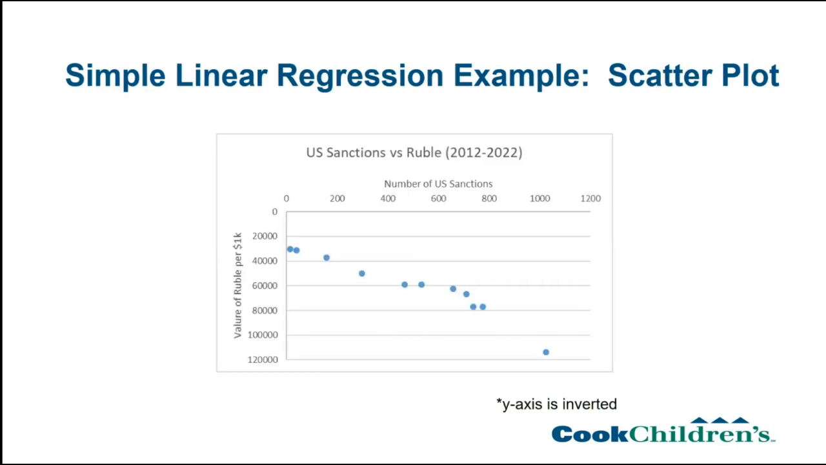Once we do the simple scatter plot, you can see there's a downward trend. This is actually an upward trend because the value goes up per 1,000. It shouldn't really be the value, it should be the exchange rate per 1,000 US dollars. But I inverted the x-axis here just to show the effect of the value going down per number of US sanctions.